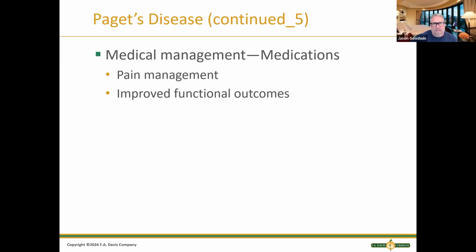For medications, the goal is going to be pain management and maximizing functional outcomes. So there's NSAIDs, there's opioids. You can take calcitonin to prevent the development of tolerance. And then some of the same drugs we saw in the earlier one to prevent breakdown and encourage remodeling.